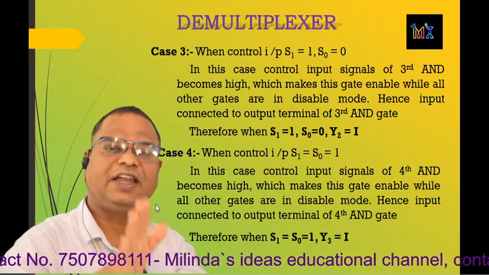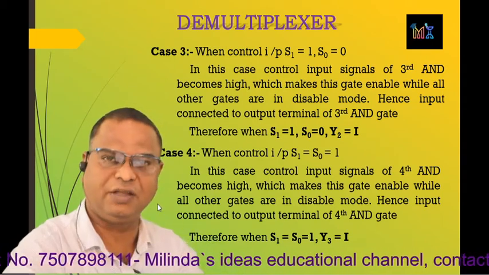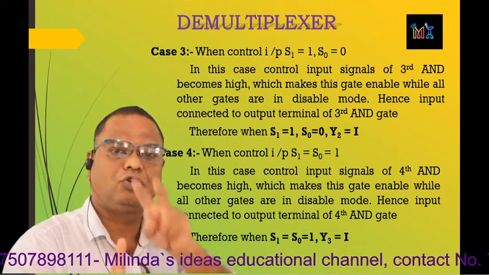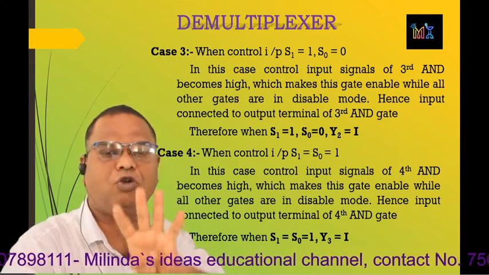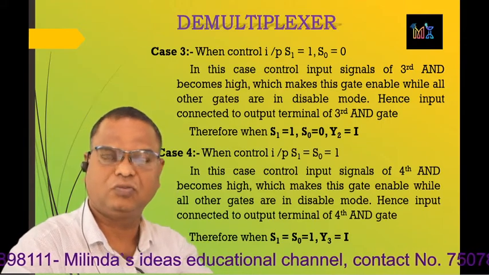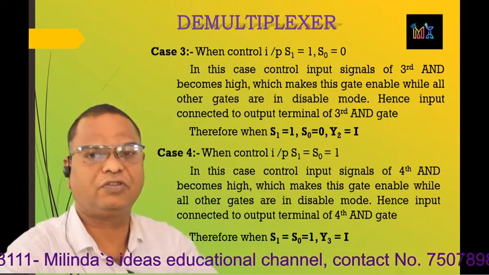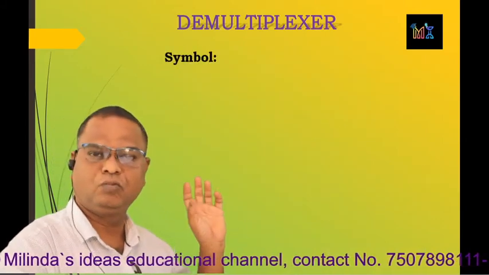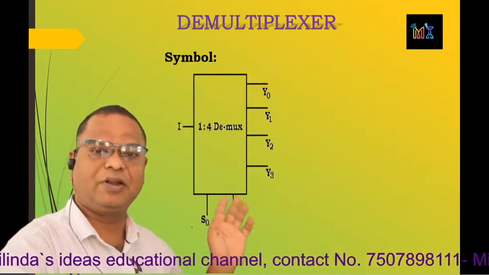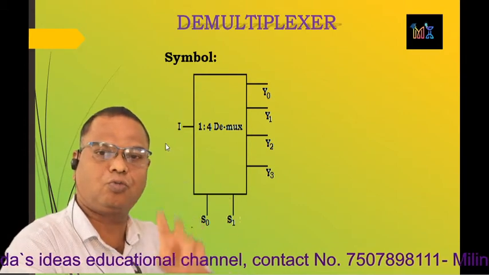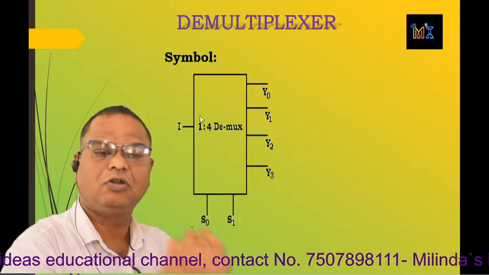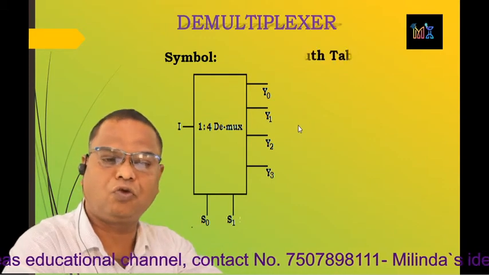So friends, that is 1:4 demux, in which there are one input, two control inputs, and four output terminals. So that is 1:4 demux. The symbol of 1:4 demux is going to be displayed on your screen. The symbol has 1 input, 4 outputs, and there are 2 control lines or 2 select lines. What is the truth table of 1:4 demux?